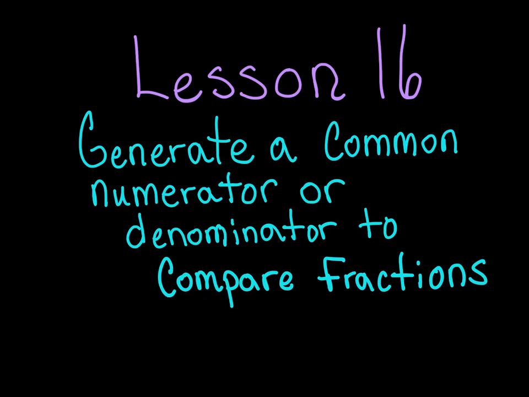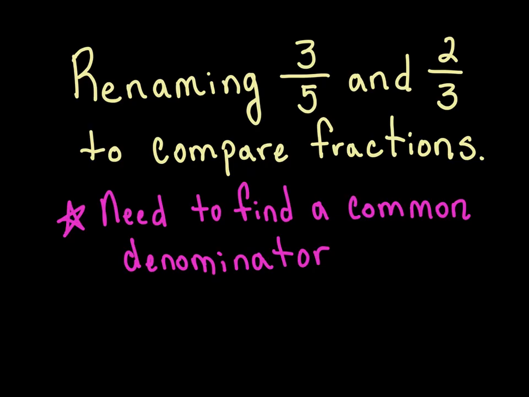Good evening. Tonight we're going to start with Unit 4, Lesson 16, Generate a Common Numerator or Denominator to Compare Fractions. So this is where we're going to be using multiplication or division to find those common numerators and denominators. Let's get started. When renaming 3/5 and 2/3 to compare fractions, we need to find a common denominator. So we need to look at this 5 and this 3 and see what common denominator they have.